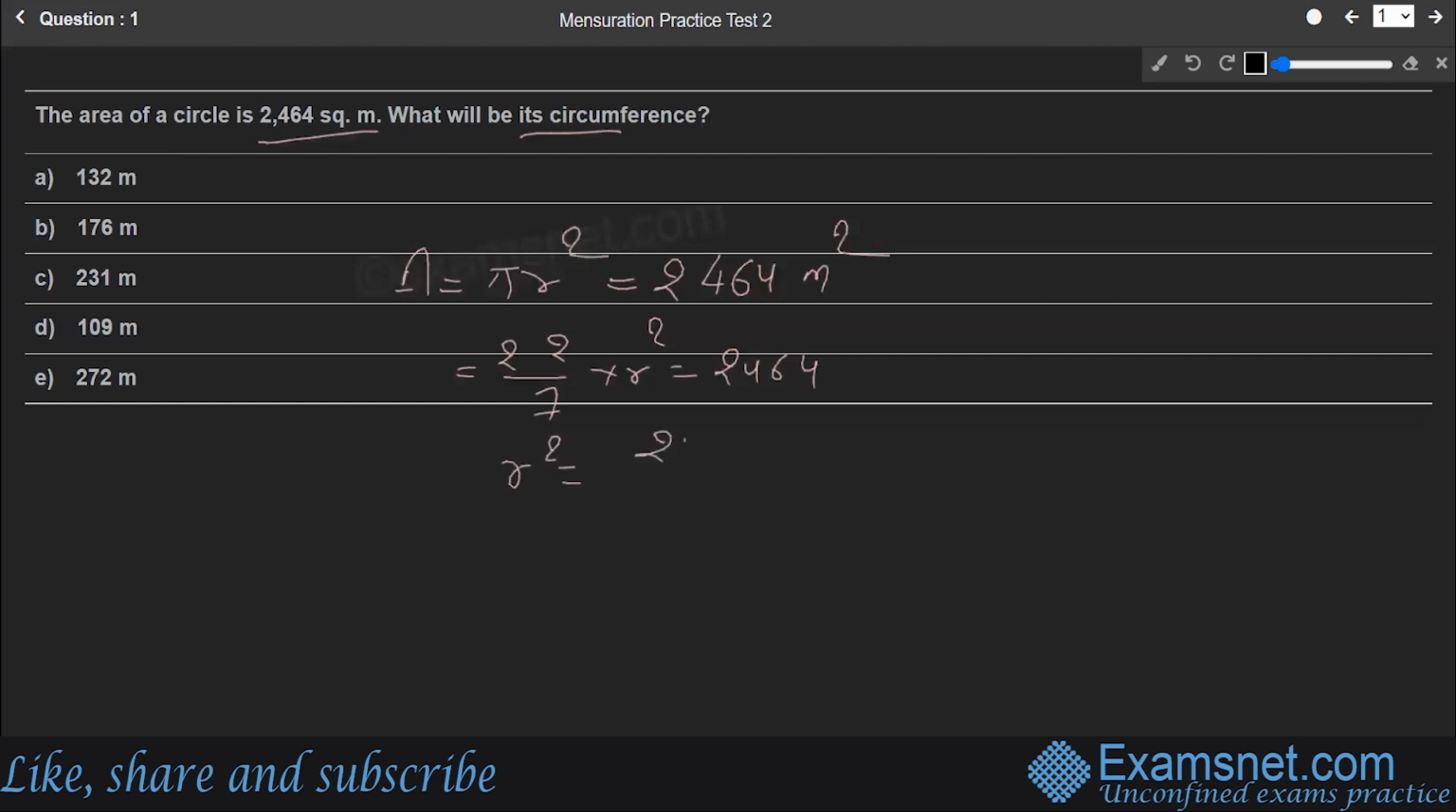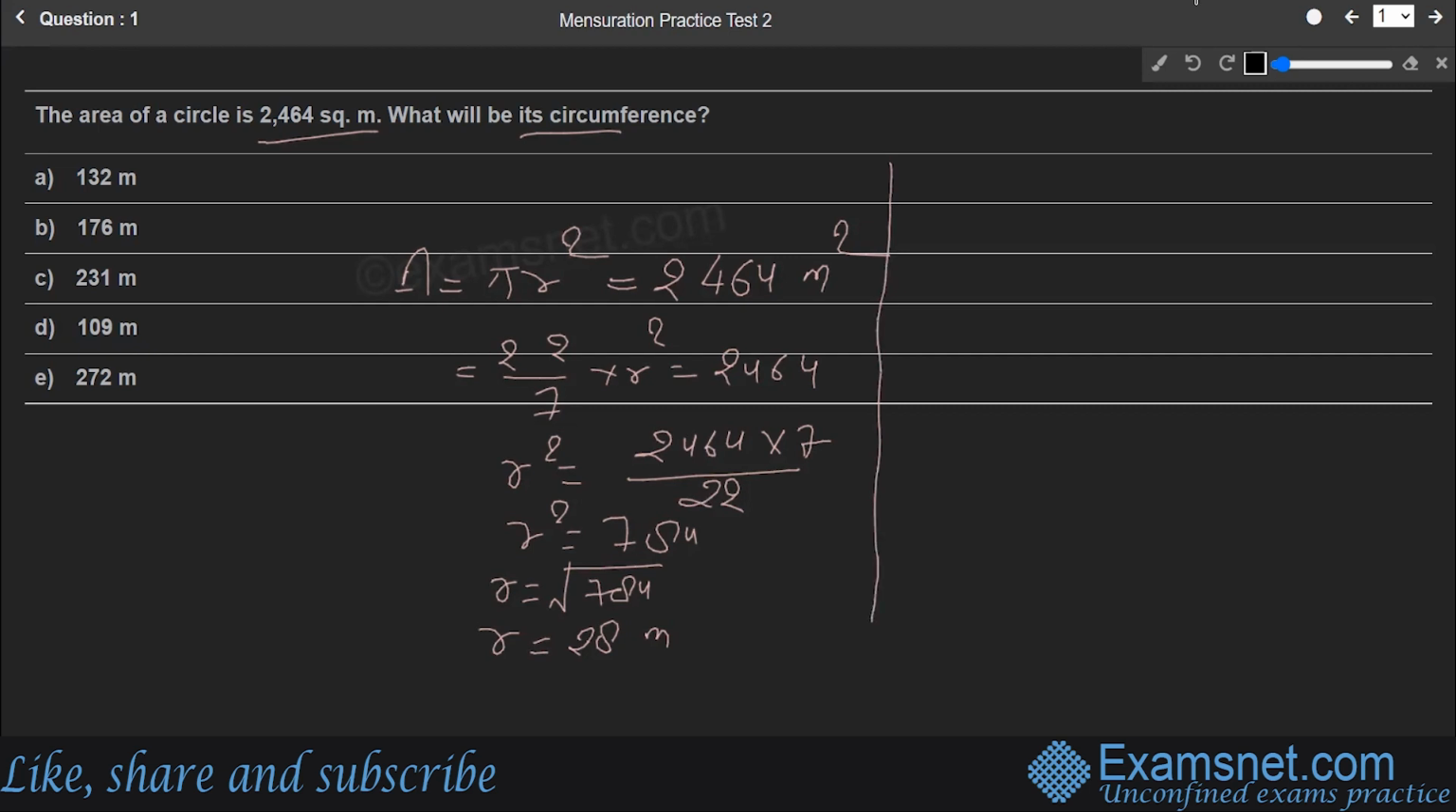which makes it r square is equal to 2464 into 7 divided by 22. If you cut this number, r square is ultimately coming out to be 784. So r value will be nothing but under root of 784, and under root of 784 is nothing but 28. So 28 meter is the radius of this particular circle.